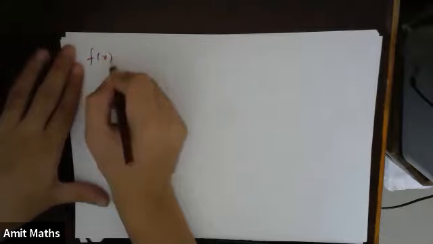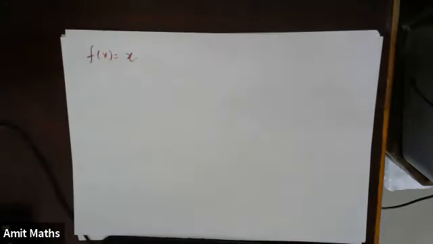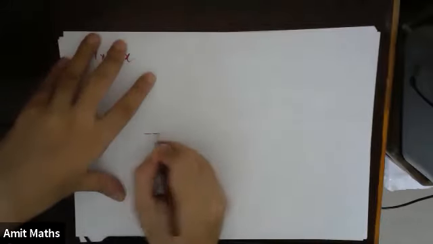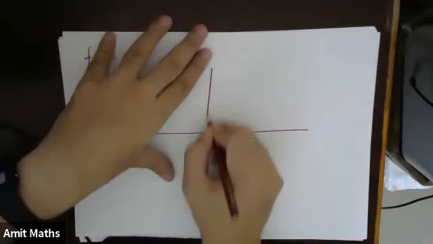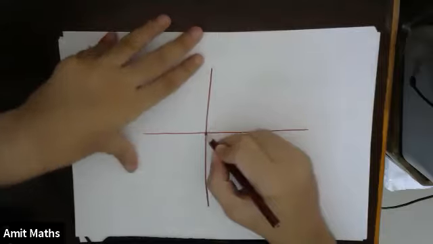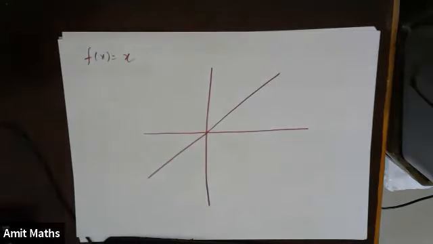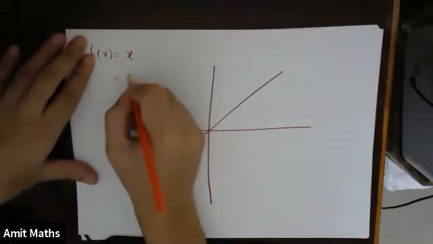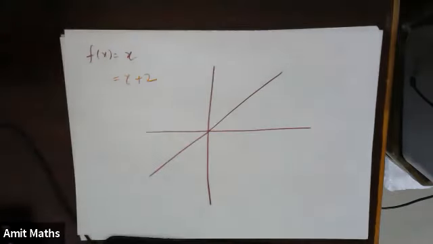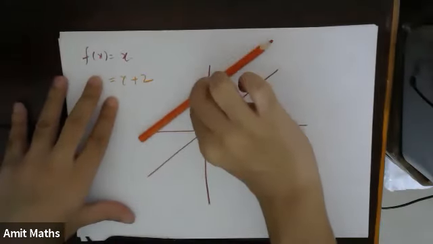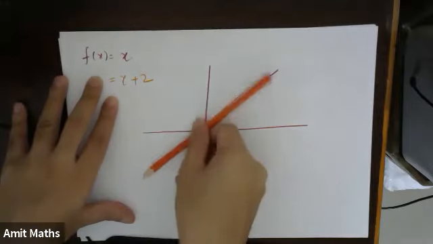Suppose the function f of x is equal to x. The simplest, very basic example. Now I will do x plus 2. Then what do you think should happen to the function? x plus 2 should shift 2 units above.